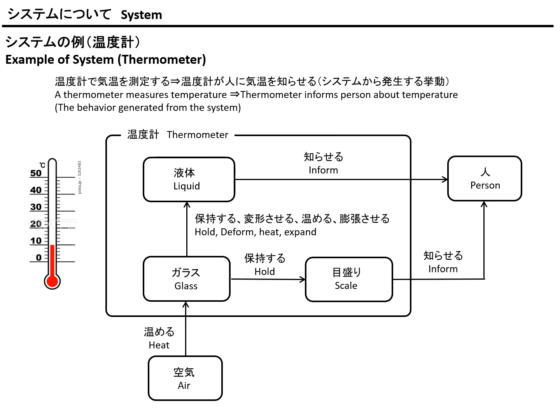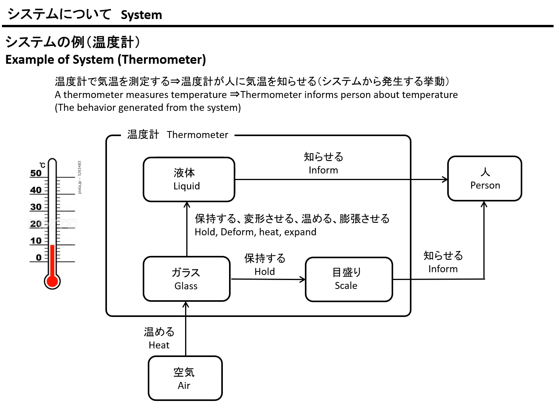Let me show here a simple example of a system: a thermometer. Probably you know what a thermometer is. A thermometer measures temperature. Let me rephrase this so that it seems like a behavior of a system: the thermometer informs a person about temperature.